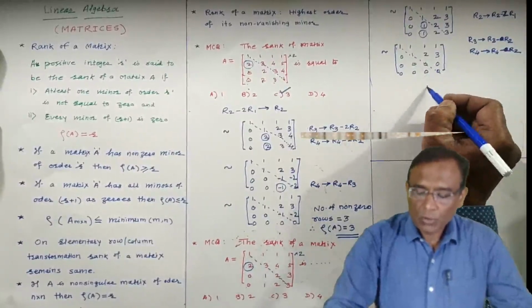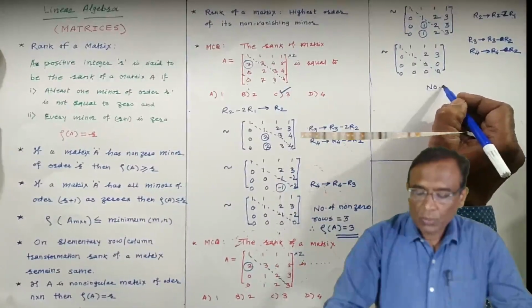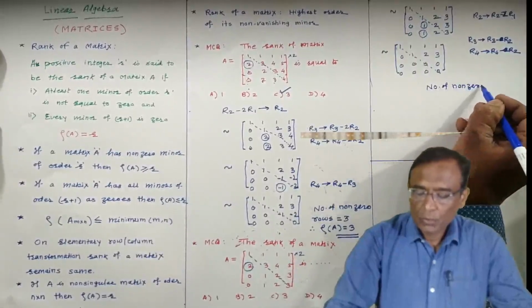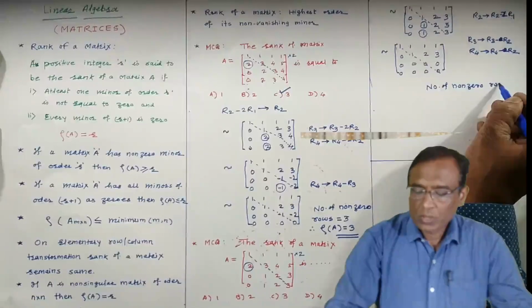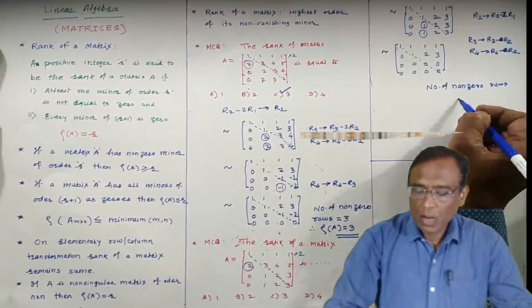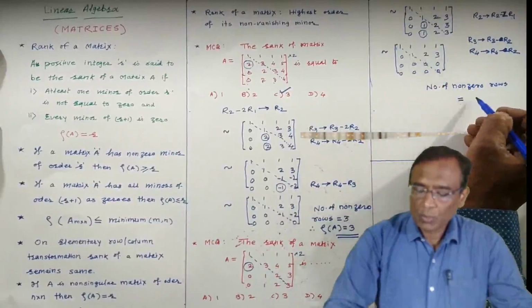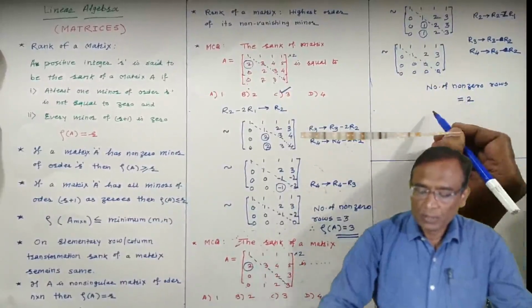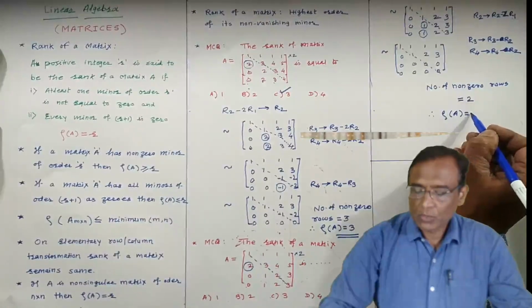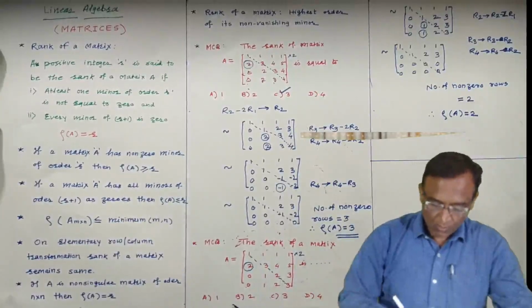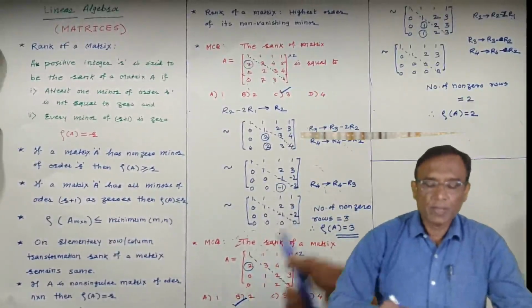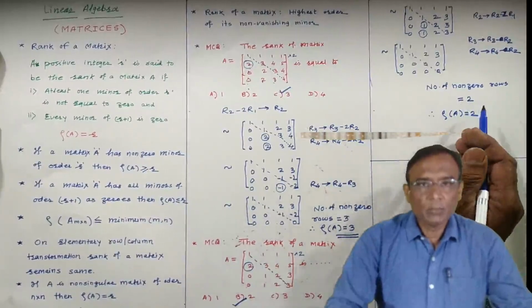Now count number of non-zero rows. Number of non-zero rows will be 2, because third row is 0 row and fourth row is 0 row. This is non-zero row, this is non-zero row. Number of non-zero rows equal to 2. Therefore, rank of the given matrix is 2. The answer of this is B. In this way, we can find out the rank of the matrix.